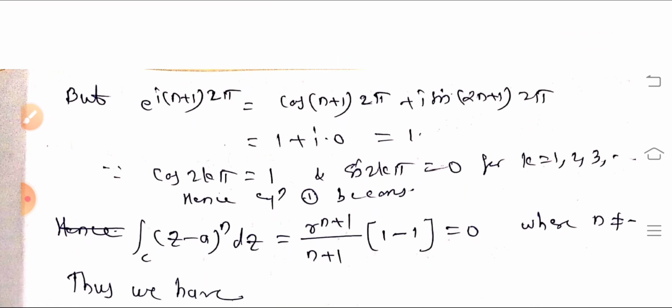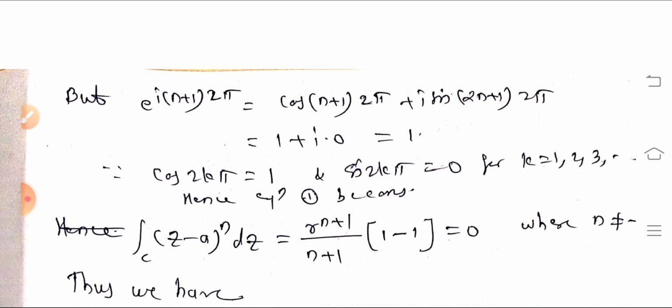But e raised to i into bracket n plus 1 2 pi is nothing but cos of 2 n plus 1 pi plus i into sin 2 n plus 1 pi. So that is equal to 1 plus i into 0, because cos 2k pi is value 1 and sin 2k pi is value 0. Hence equation 1 becomes integral over C of z minus a raised to n dz equal to R raised to n plus 1 by n plus 1, 1 minus 1 equal to 0, where n not equal to minus 1.